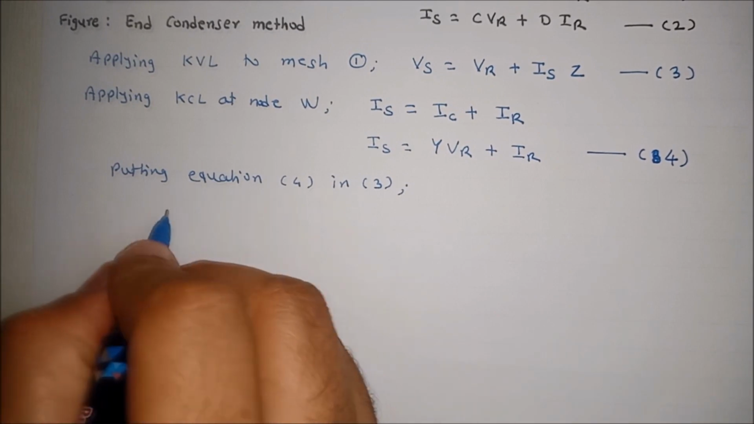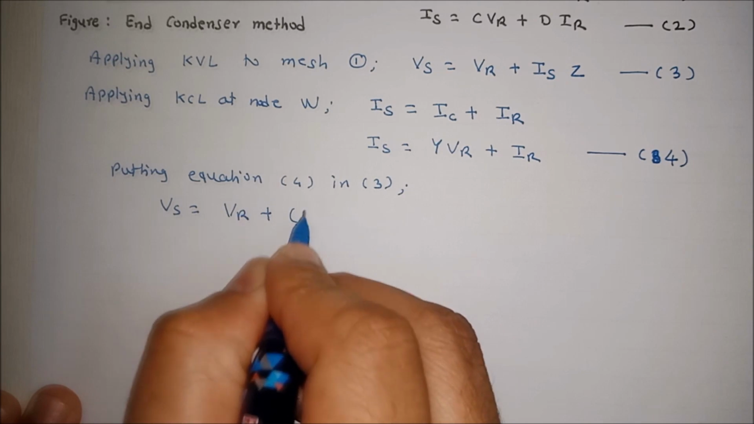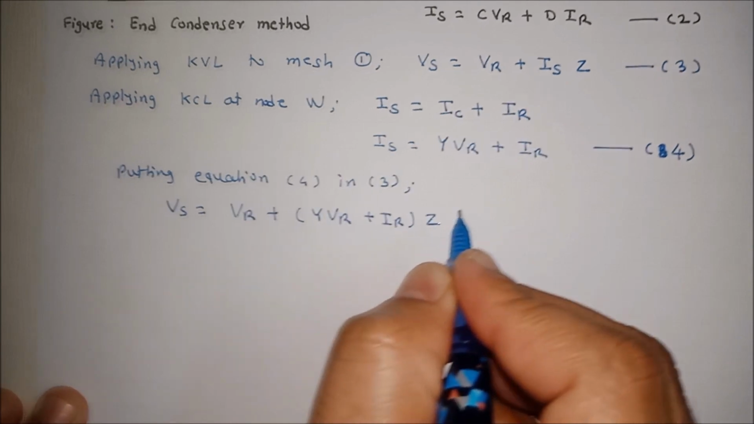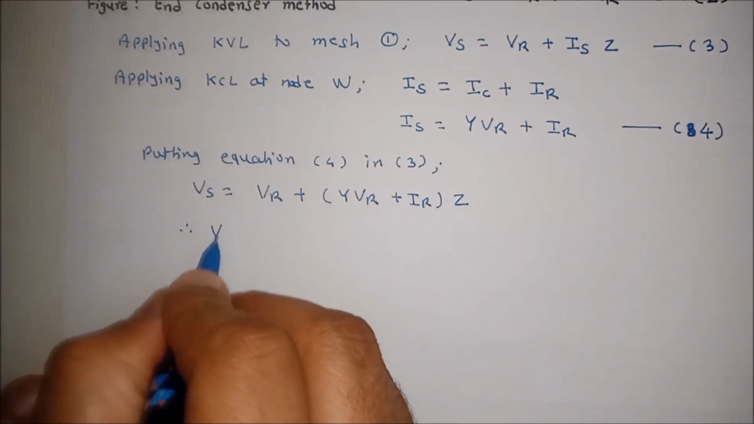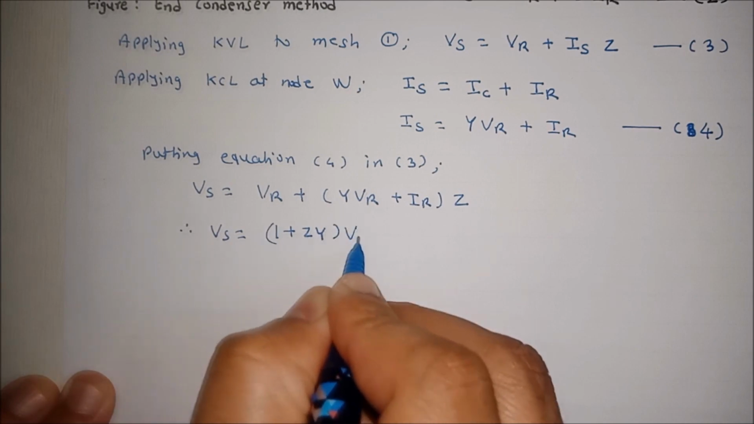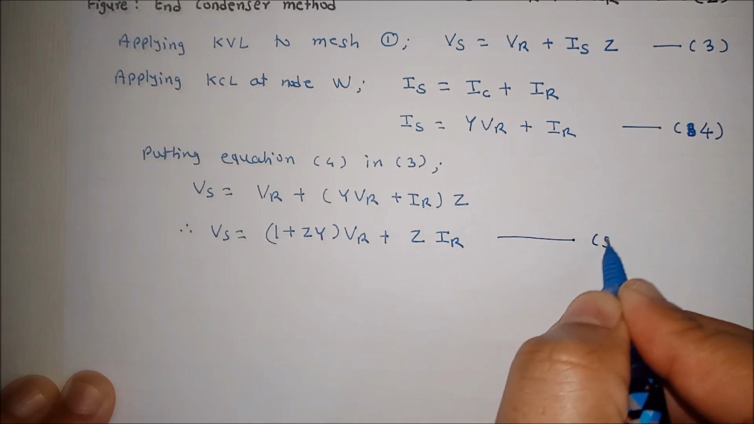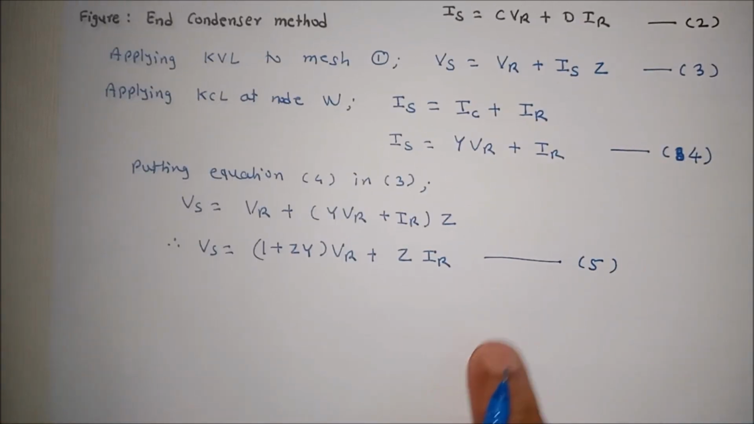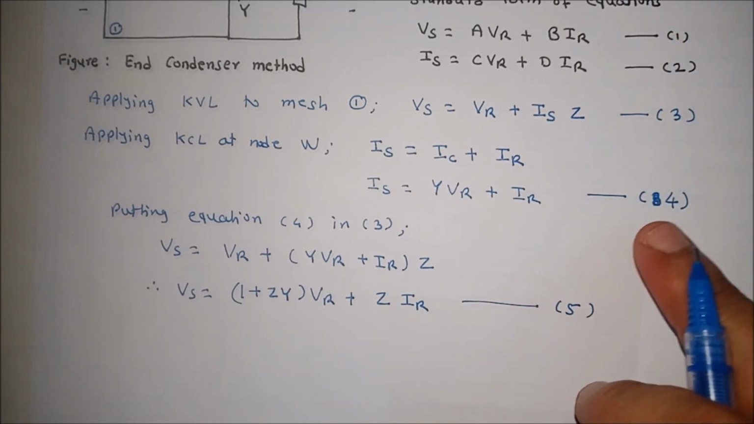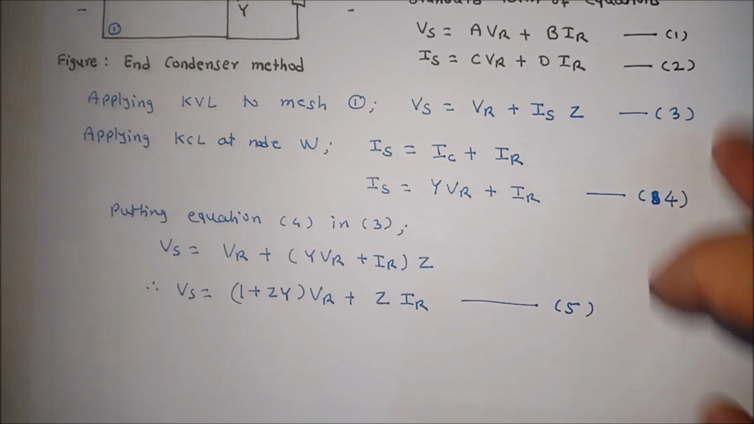So what we will get? Vs is equal to VR plus Is, which is nothing but Y VR plus IR, into Z. Therefore Vs equal to (1 plus ZY) VR plus Z IR. This is equation number 5. Now if you see equation 5 and compare with equation number 1, it is in standard form. Similarly, Is is also in standard form. So we can compare 5 with 1 and 4 with 2.